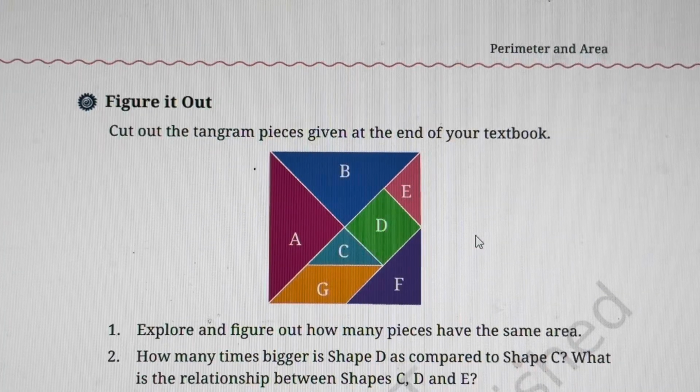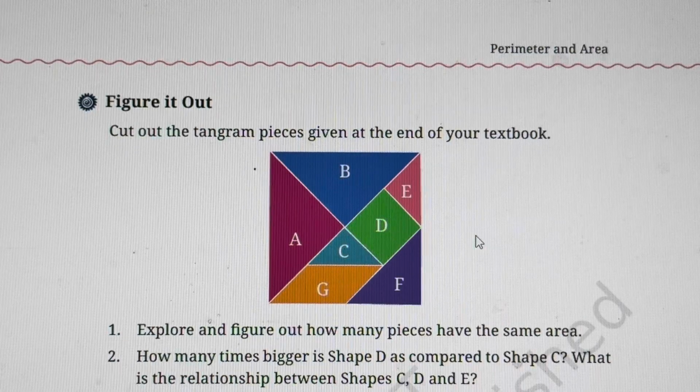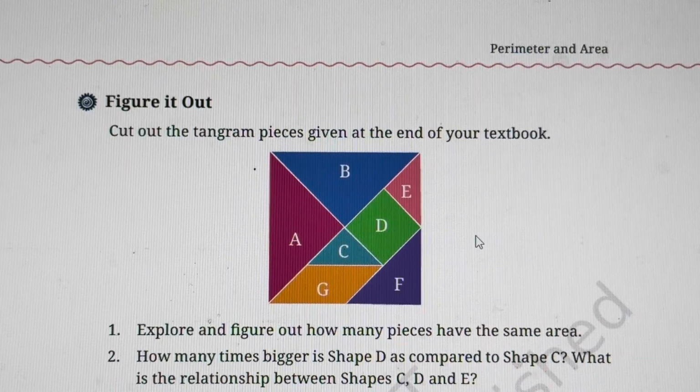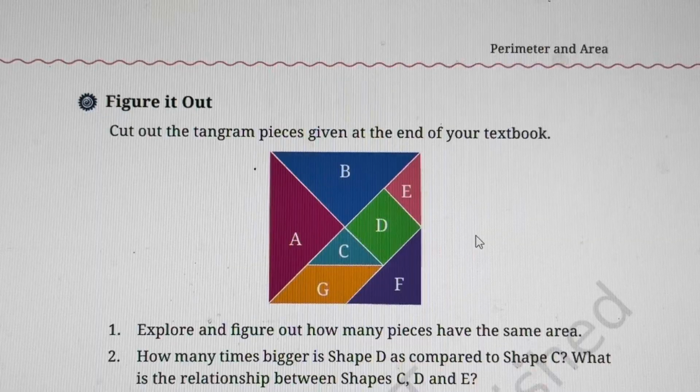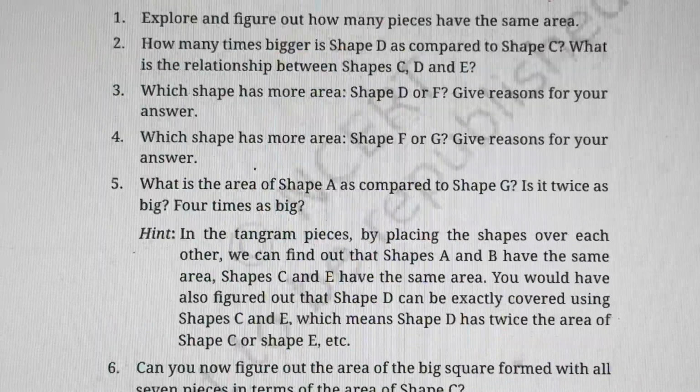It's given that cut out the 10-gram pieces given at the end of your textbook. On the last pages, there is a 10-gram puzzle. We need to cut all the pieces where the alphabets are written along the white line, and then explore some questions which are asked based on this 10-gram puzzle.